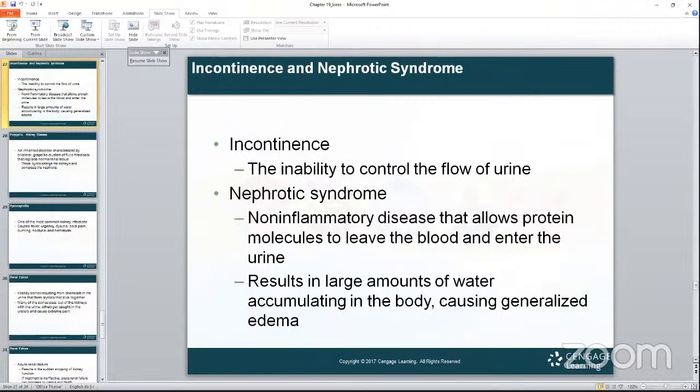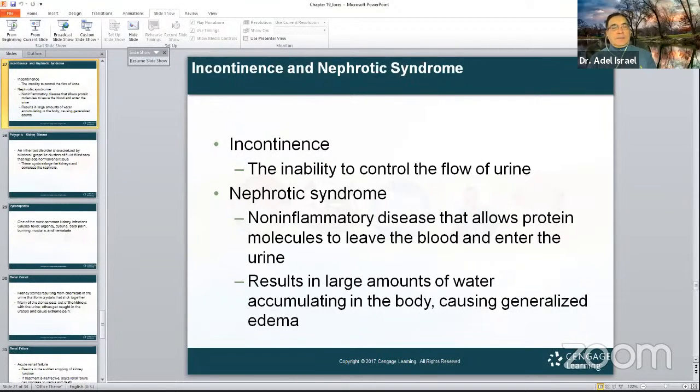Another disease is incontinence, and nephrotic syndrome. What do we mean by incontinence? This is very common to happen with newly born and also with old people. What is it? It is the inability to control the flow of urine. This is a very common symptom. If you are a caregiver, you notice that this is the most common problem facing people with caregivers.